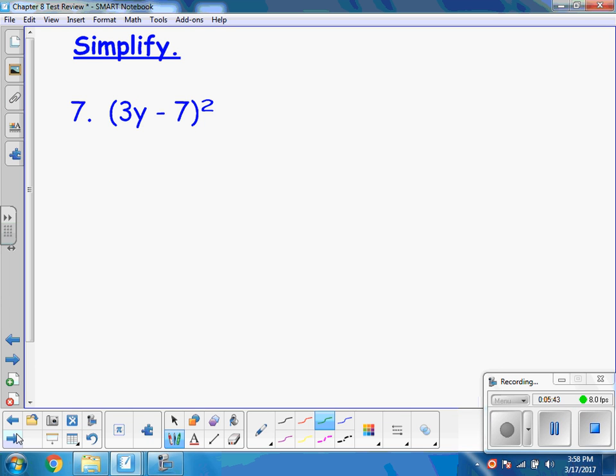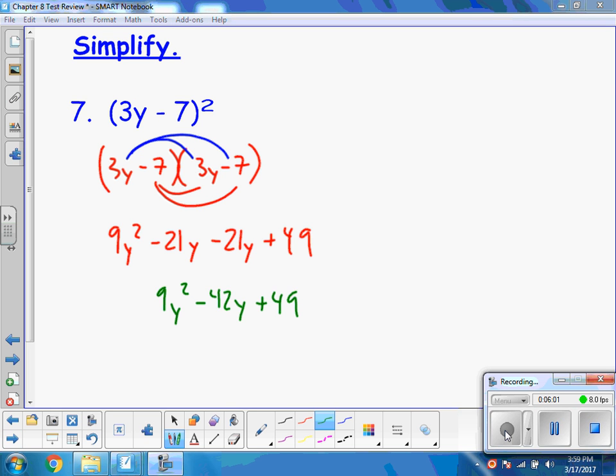Okay, let's simplify this guy. This is saying 3y minus 7 times 3y minus 7. And I could just FOIL this guy out too. I can FOIL this piece out both ways, so I get my different pieces here. I'm going to press pause and work that. All right. That's what I got. 9y squared minus 42y plus 49. This is a quadratic trinomial playing here.